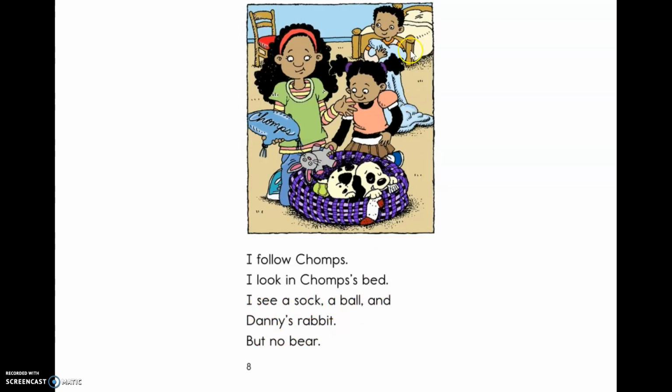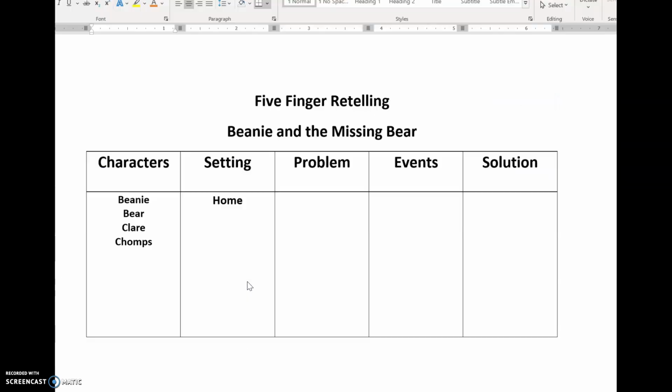So now we know that the boy's name, their brother's name, is Danny. So I'm going to go back here. I'm going to write my character's name, Danny. So we got Beanie, Bear, Claire, Chomps, and Danny.